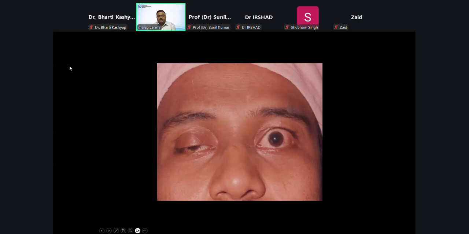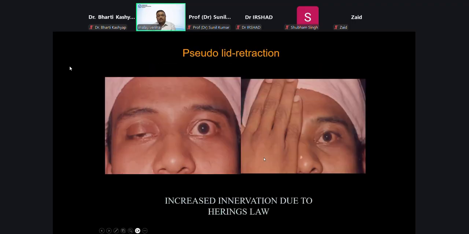Now, this is an interesting phenomenon. Here you see there is a lid retraction on one side and ptosis on the other side. But if you close the ptotic eye, you see the retraction comes down. The lid is now not retracted. This is a case of pseudo lid retraction, which is due to increased innervation from this side to this side, as per Hering's law.